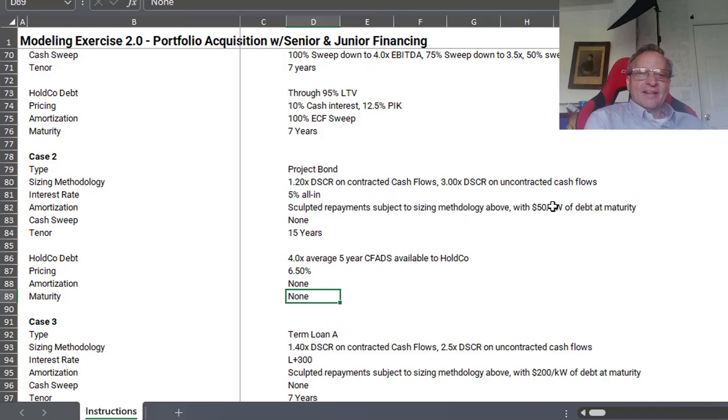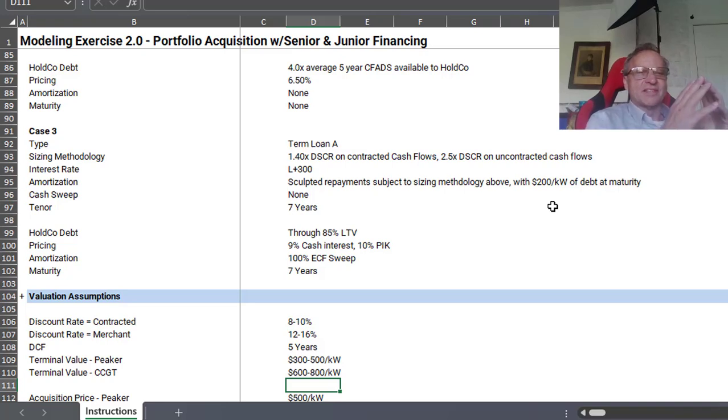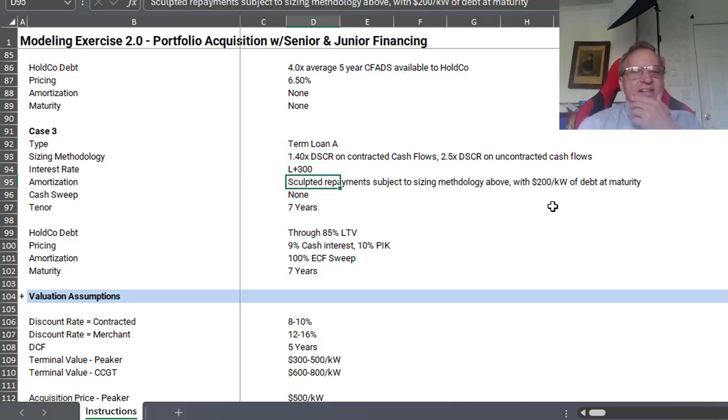So again, I thought, okay, let's see what we would do. Let's just see what we would do to solve this problem. And then they have case 3. Again, they have the contracted, non-contracted cash flows. Just to throw it in, they put a bigger maturity at the end.